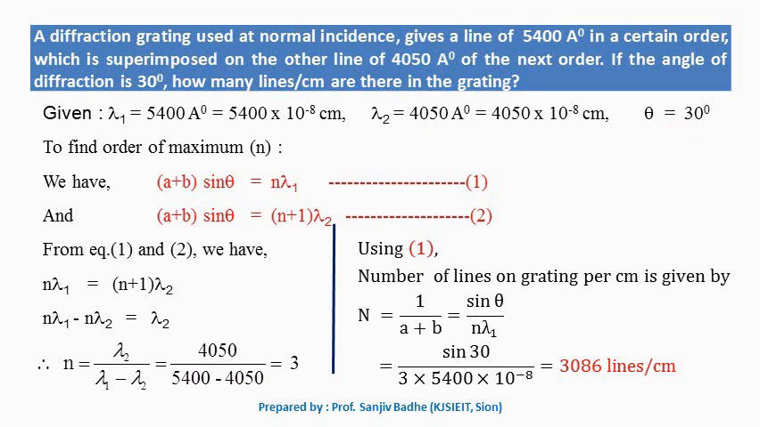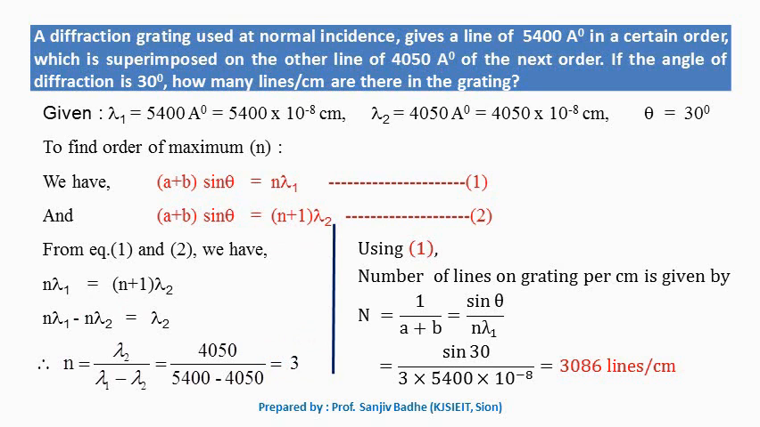Theta is 30 degrees. So we'll write the condition for the nth maximum due to lambda 1, that is A plus B sin theta equal to n lambda 1. Condition for the n plus 1th order of lambda 2: A plus B sin theta equal to n plus 1 lambda 2. Because these maxima overlap and coincide with each other, theta will be the same for them, and therefore we can equate the right hand sides and get the value of n. So here also n is obtained as 3.